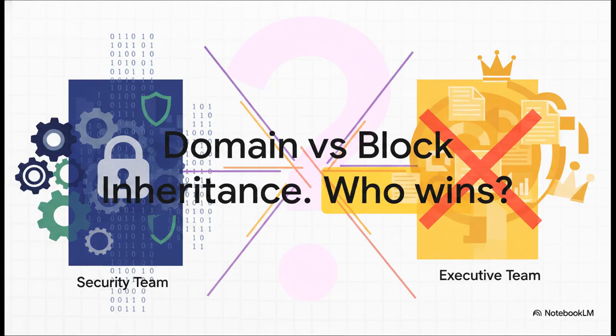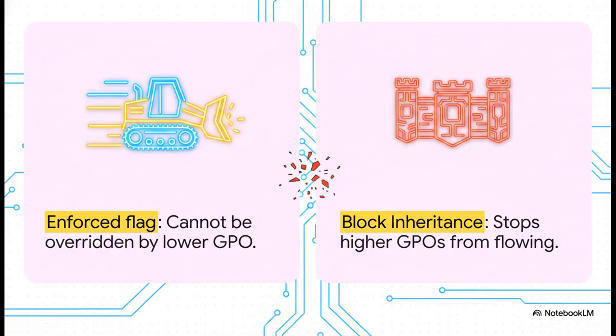But let me ask you this. How do you resolve a situation where policies straight up collide? Imagine your security team's domain-wide hardening policy demands everyone is locked out after 5 minutes of inactivity. But the executives have explicitly set their OU to block higher policies so their big presentations don't get interrupted. When these two forces meet, who actually wins the tug of war? The answer all comes down to the dynamic between 2 specific settings.